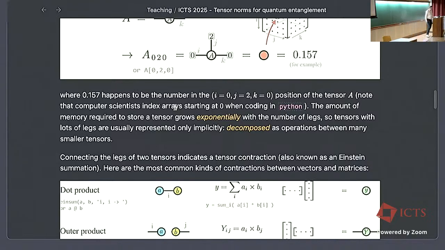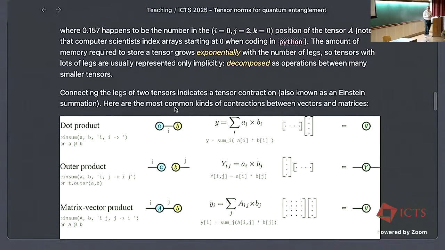Because I haven't contracted these two legs. Now here you have the matrix vector product. You have a matrix A_ij times a vector B_j. So you see this edge here is contracted, so I have a sum over j, and this leg is not contracted, so it stays. So what I get is a vector Y, which has coordinates Y_i equals the sum over j of A_ij B_j. So this Y is really the vector A times B. Right? So this is how you compute the matrix product vector A times B.